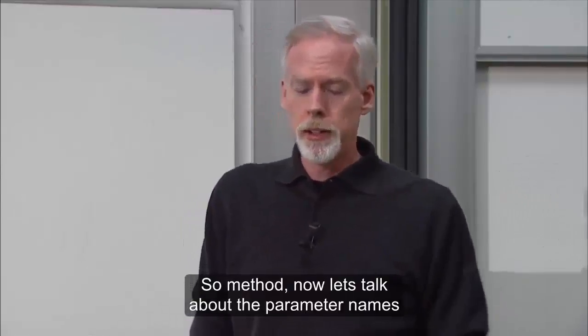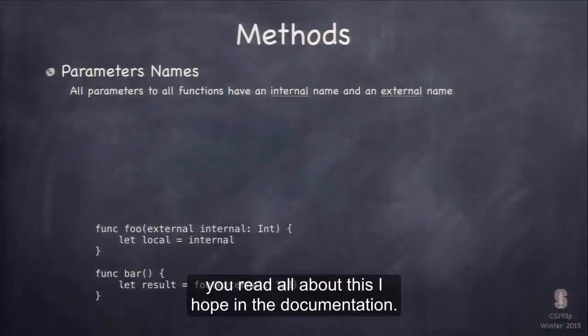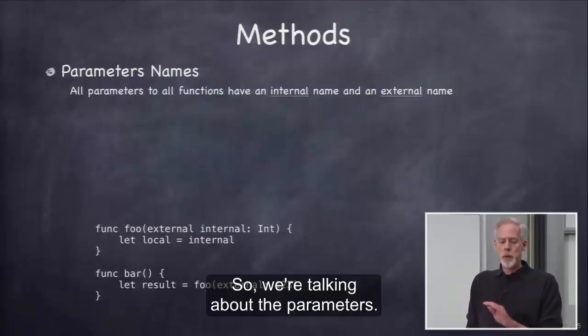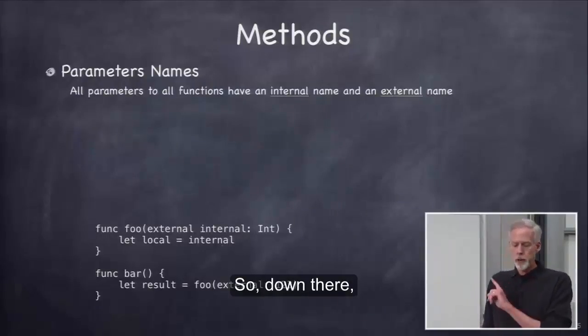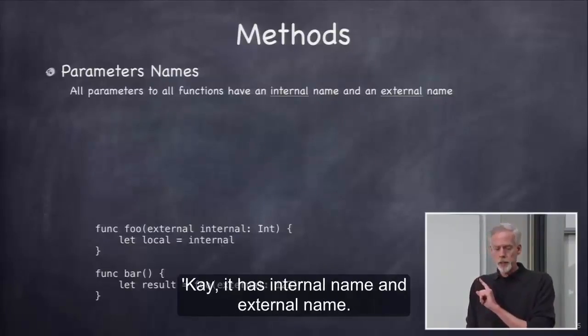So methods. Now let's talk about the parameter names of methods. This is going to be the crash course. You read all about this, I hope, in the documentation. But all parameters to functions have an internal name and an external name. So we're talking about the parameters, okay? So down there, foo, the parameter to foo there, has an internal name and an external name.